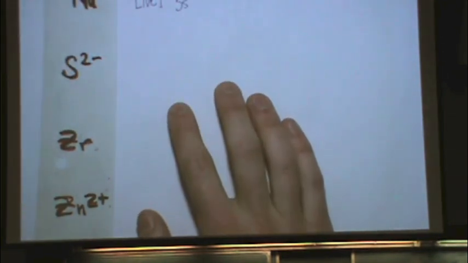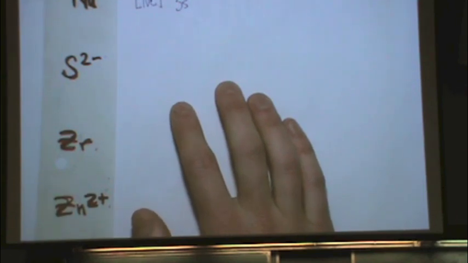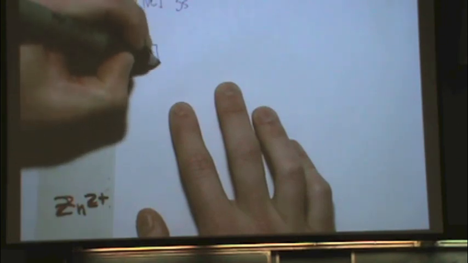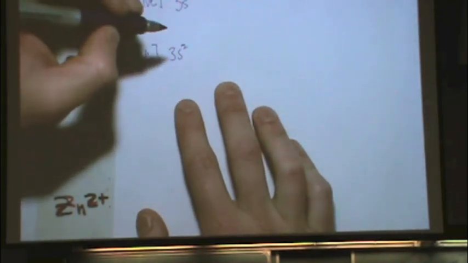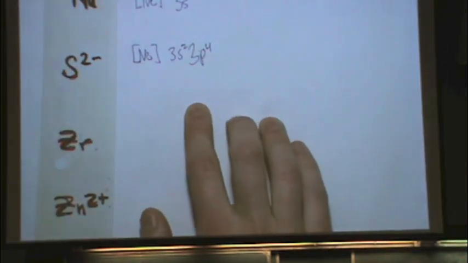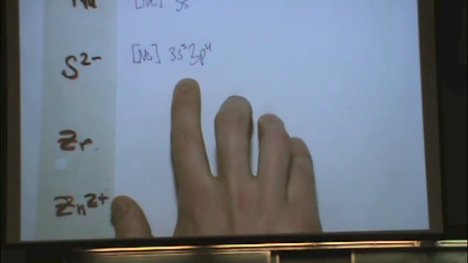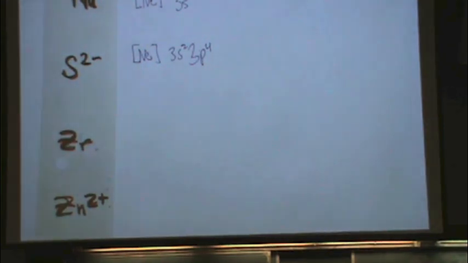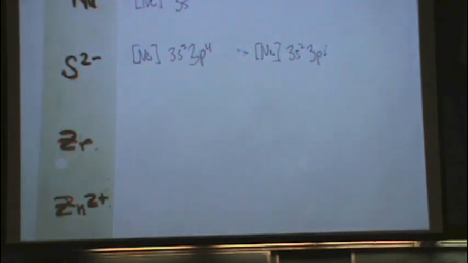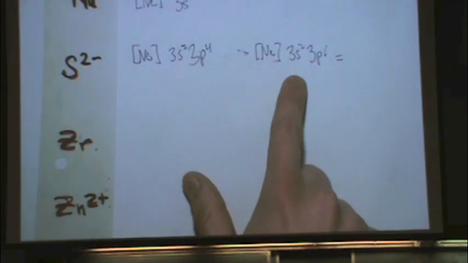Okay, now for sulfur, we're going to do this like we did before, where we start with a neutral atom and then we'll add electrons. So sulfur is going to be neon, 3s2, 3p4. So I just went along, filled up the S, and I filled up the P. And now we have 2 extra electrons. So this is actually going to turn into neon, 3s2, 3p6. And what's this the electron configuration of? Yeah, argon.